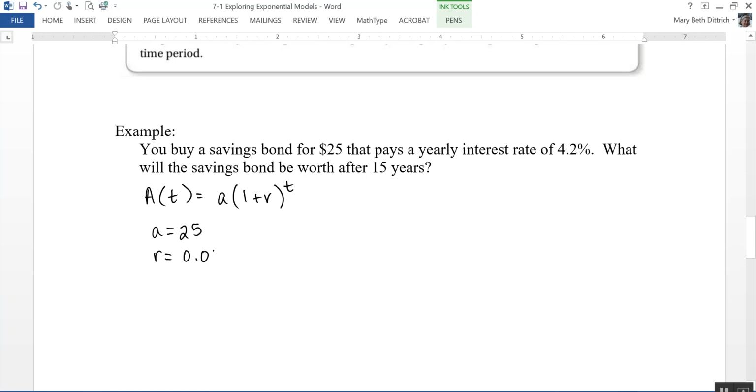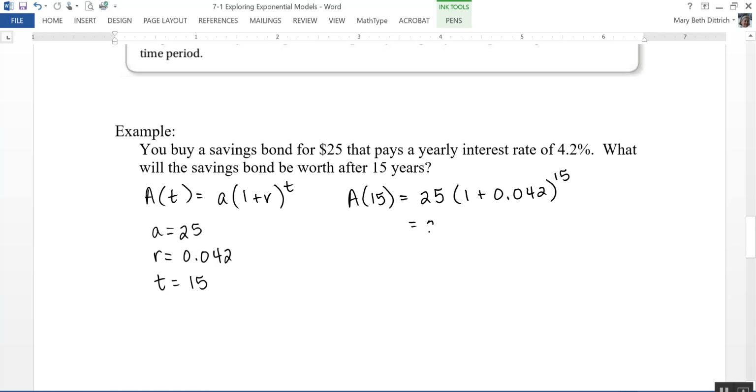I need to write that as a decimal. And my time period, I'll hold on to the savings bond for 15 years. So let's plug those values in and evaluate that. The amount after my time period of 15 years is going to be 25 times 1 plus my rate raised to the power of 15.